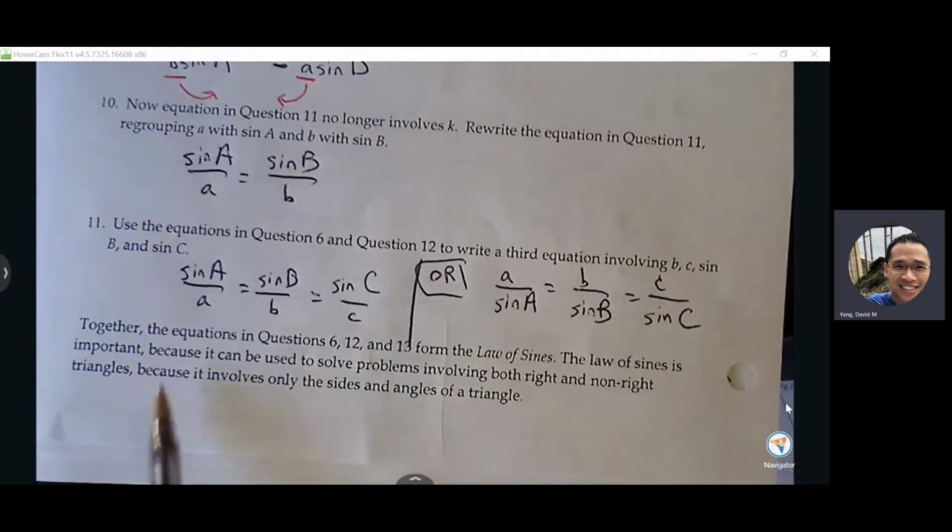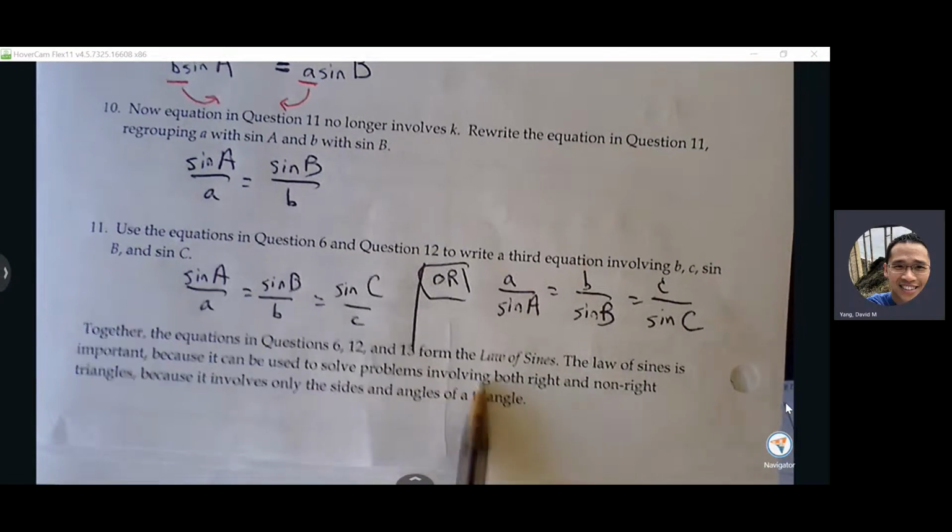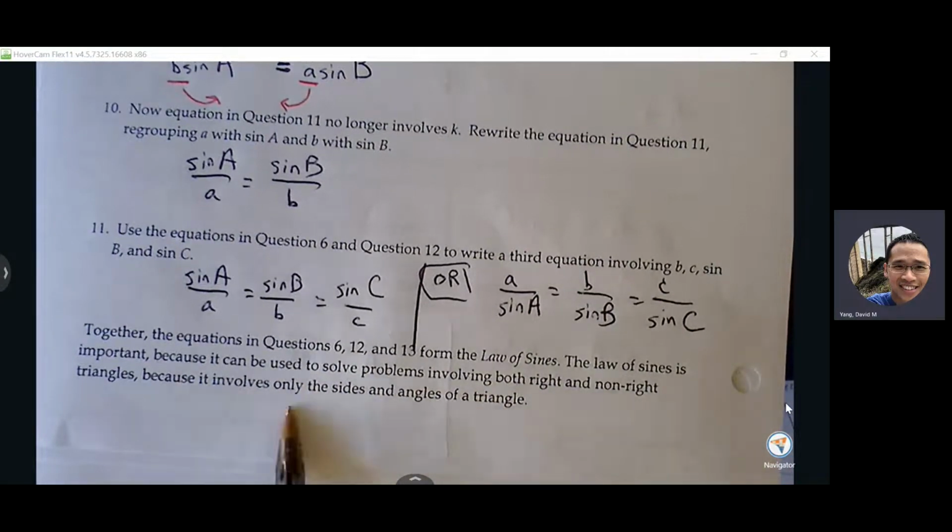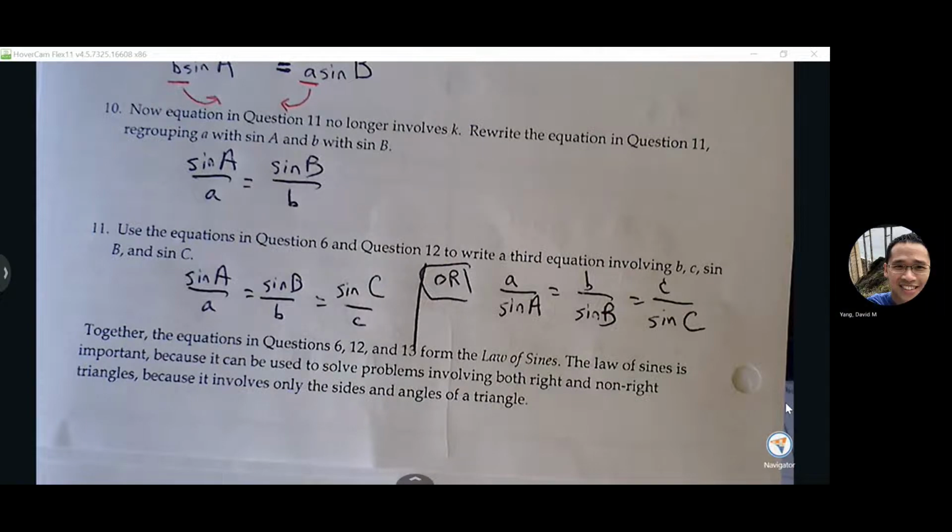Okay, so the law of sines is important because it can be used to solve problems involving both right and non-right triangles, because it involves only the sides and angles of a triangle. Okay, so let's put this into practice. Page 5.